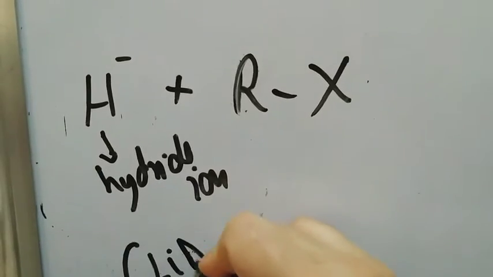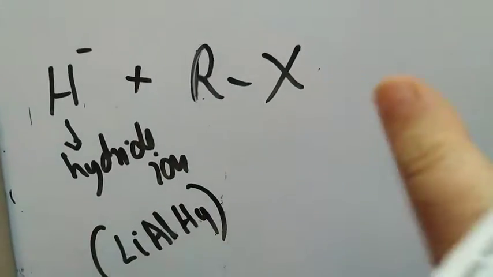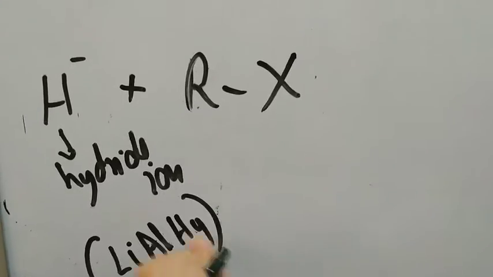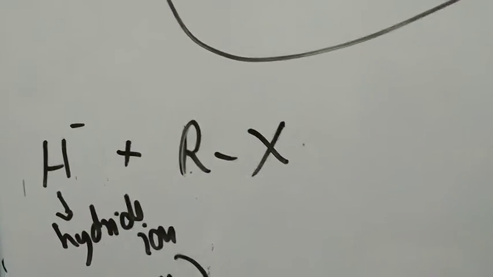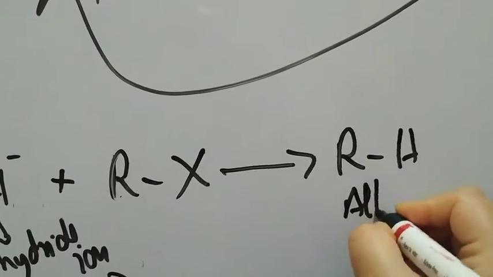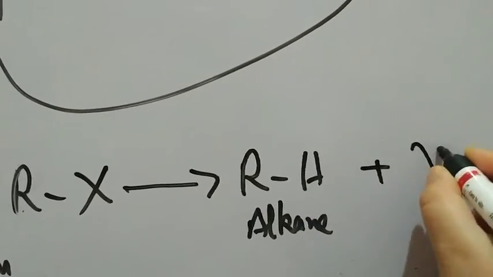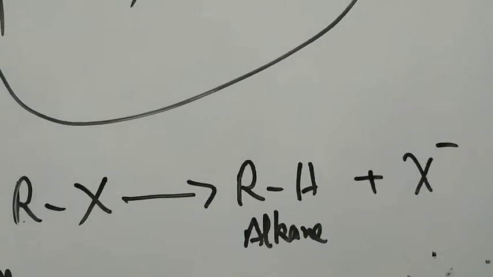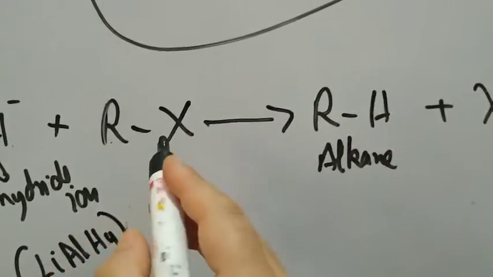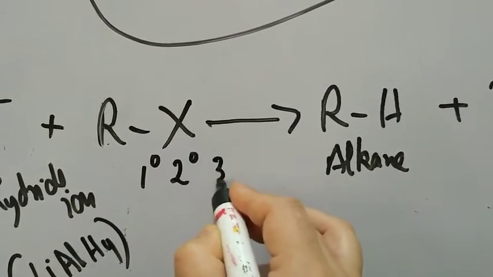The source of the hydride ion is lithium aluminium hydride. I'm really sorry for this little background noise. The source is lithium aluminium hydride. From there we get the hydride ion, and what we get is RH, the alkane. We can get back the parent alkane, and X leaves along with the pair of electrons, which is called the leaving group. However, you have to remember one thing here, that this haloalkane can be 1 degree, 2 degree, or 3 degree.